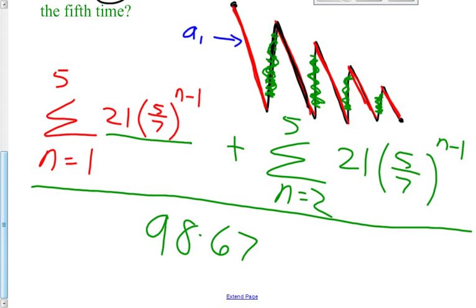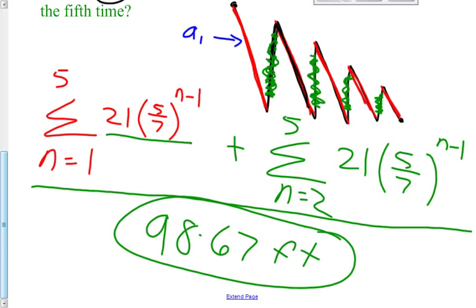98.67 feet. And once again, hopefully that makes sense to you. It shouldn't be something outrageous. You're going to have 21 feet plus like 15 feet plus 15 feet plus like 12 and a half feet plus 12 and a half feet plus like 9 feet, so on and so forth. Whatever those numbers are, you're going to add all of them up together, and it's going to be 98.67.